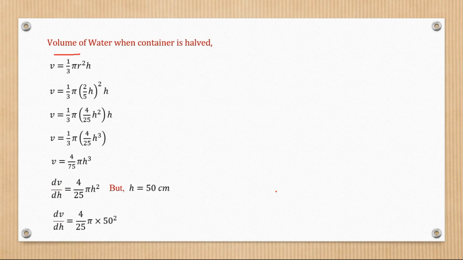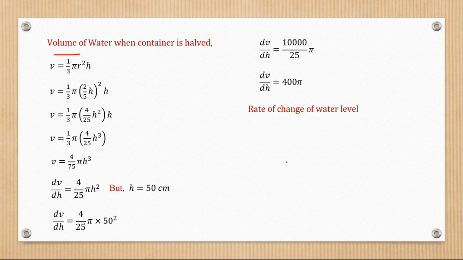Plug that in and we'll have dV/dh equal to 4 over 25 pi times 50 squared. So I'll have 10,000 pi over 25, which, when I divide 10,000 by 25, gives 400 pi. Now I can find the rate of change of the water level. We know the formula: dV/dt shall be equal to dV/dh times dh/dt. But we know that the rate of change of volume is given.